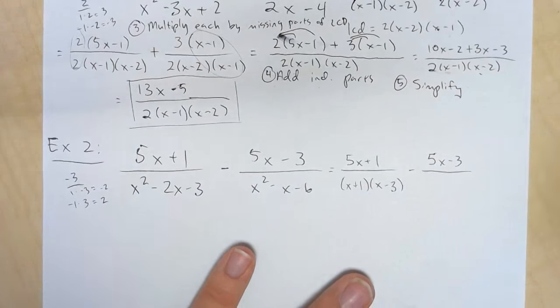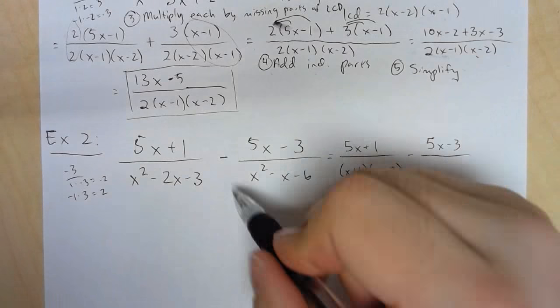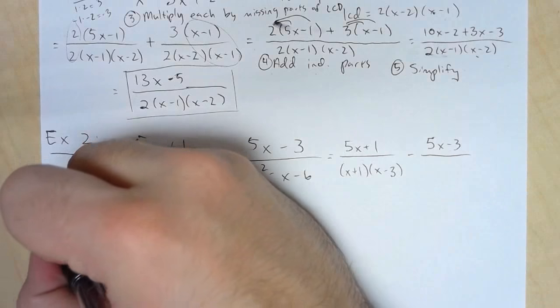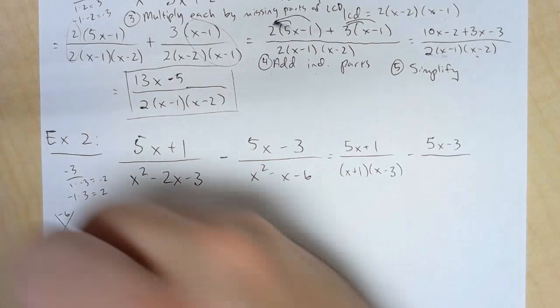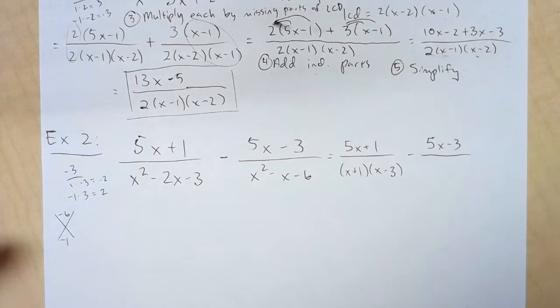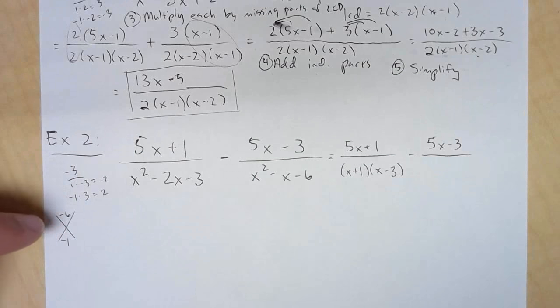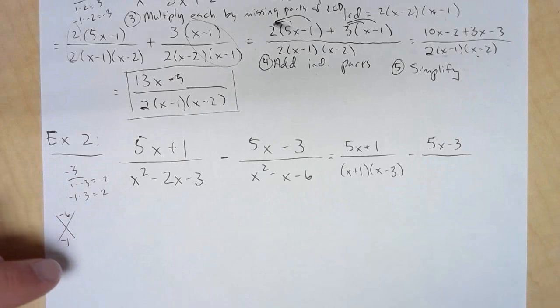Okay, so we need x plus 1 and x minus 3 as the factors of our first one, minus 5x minus 3, all divided by, going to factor the second one, so multiplies to be negative 6, adds to be negative 1, so I'm going to use this Xbox method instead of writing this out now. So I need two numbers that multiply to be negative 6 and add to be negative 1.